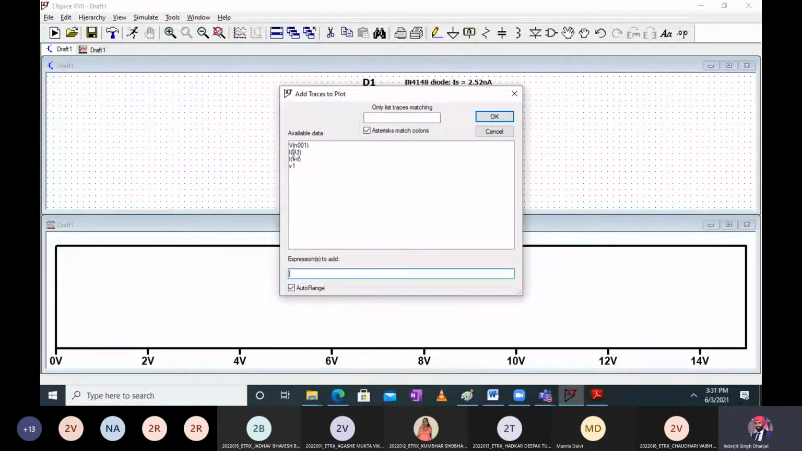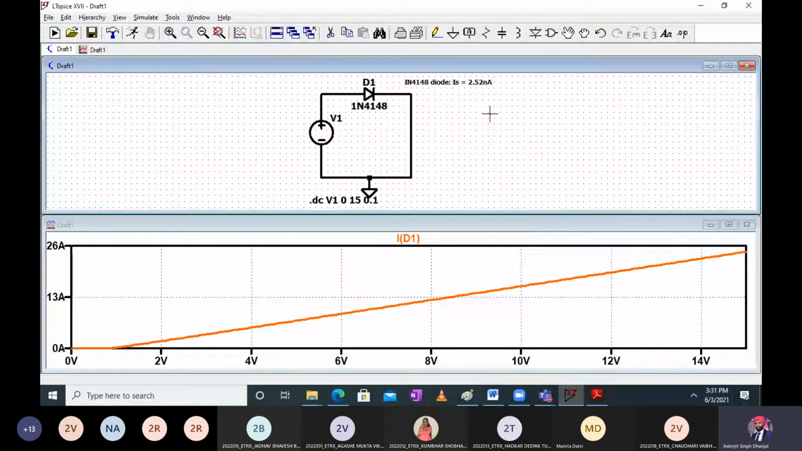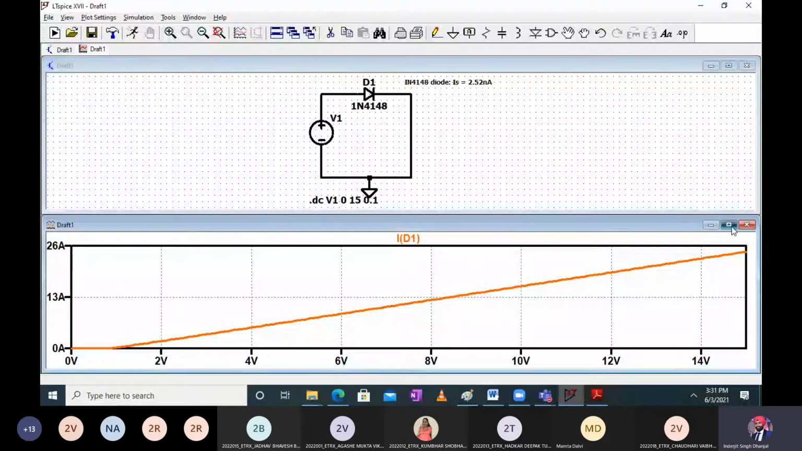There you will see I of D1. This is the current flowing through the diode D1. So click on OK. Done up till here? Yes, sir.